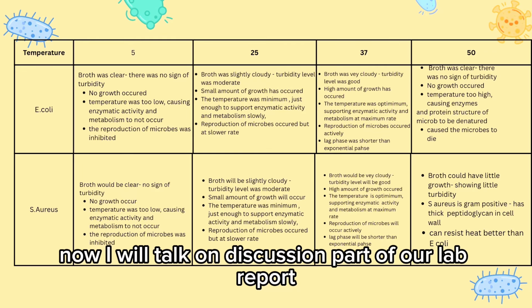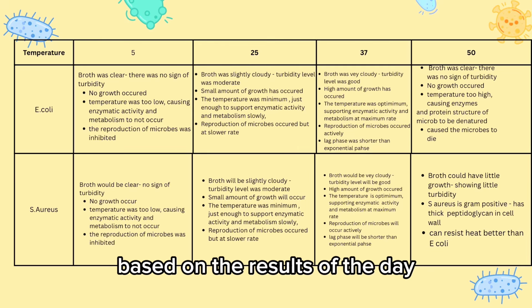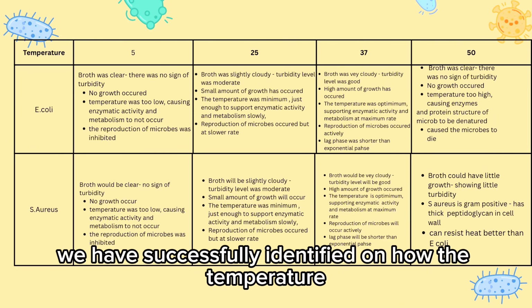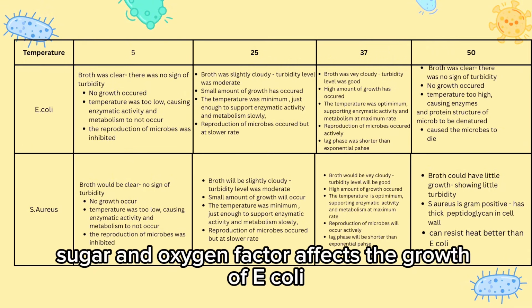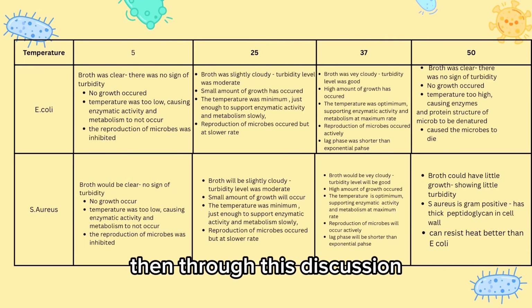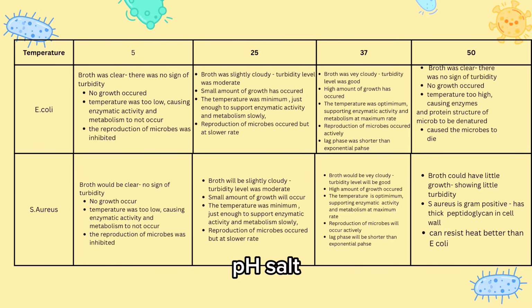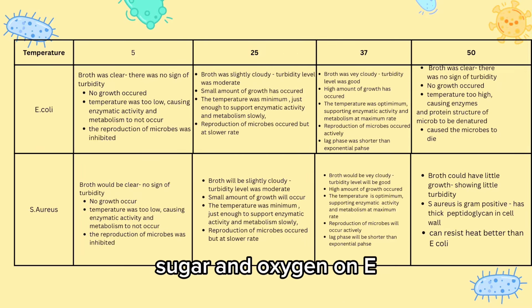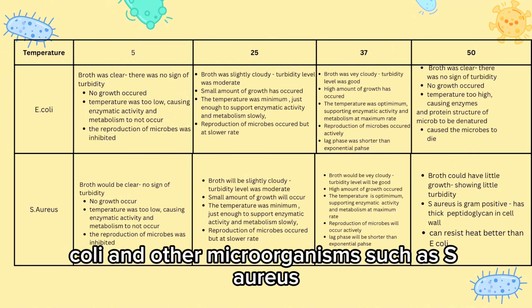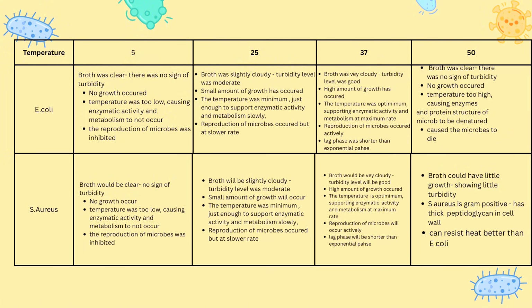Now I will talk on the discussion part of our lab report. Based on the results obtained, we have successfully identified how the temperature, pH, salt, sugar, and oxygen factors affect the growth of E. coli. Through this discussion, we have also been able to compare the effect of temperature, pH, salt, sugar, and oxygen on E. coli and other microorganisms such as S. aureus.